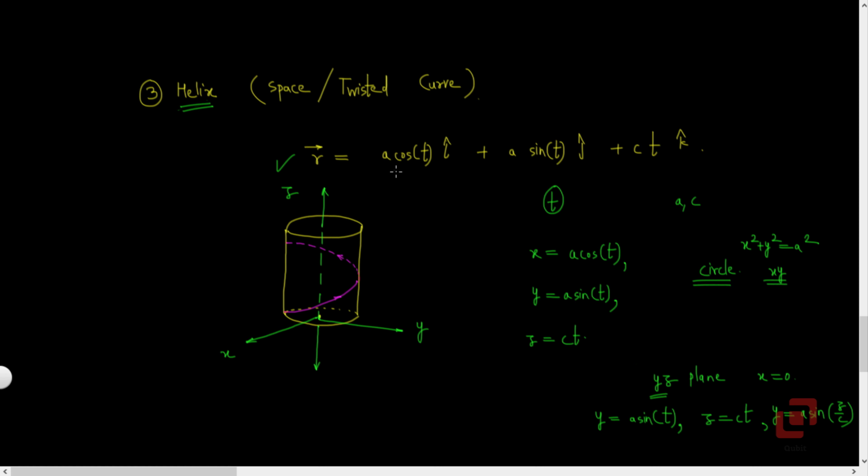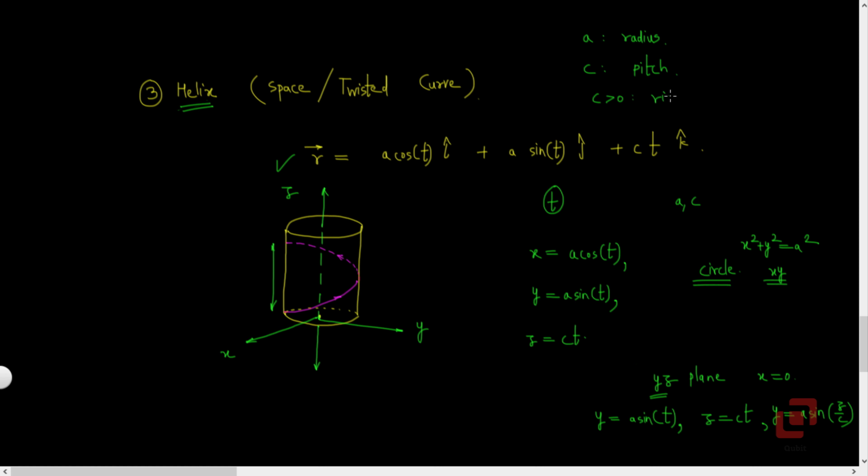Let us now talk about the constants a and c and their role in deciding the shape of the helix. A is sort of the radius of the helix and c will tell us the pitch of the helix. Now what is pitch? Pitch represents the distance between 2 points on the helix which have the same x and y coordinates but different z coordinates.